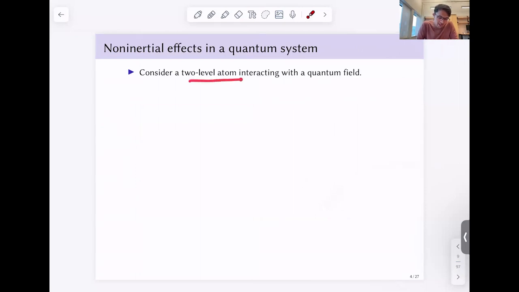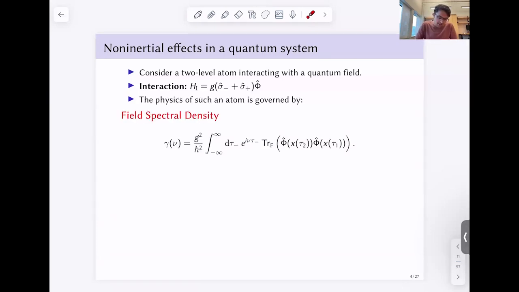If we consider a two-level atom interacting with a quantum field via this interaction Hamiltonian, which is linear both in the atom's operators and the field operator, then it can be very easily seen that the physics of such an atom is governed by this function, which we will call the field spectral density. It is just the Fourier transform of the two-point field correlator function. And you see that there we have the quantum field being evaluated along the trajectory of the atom.